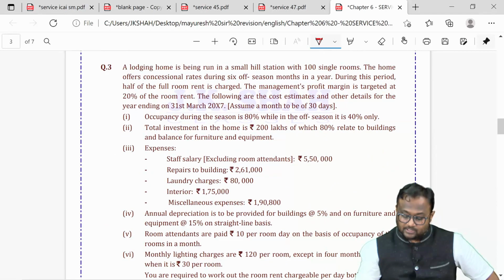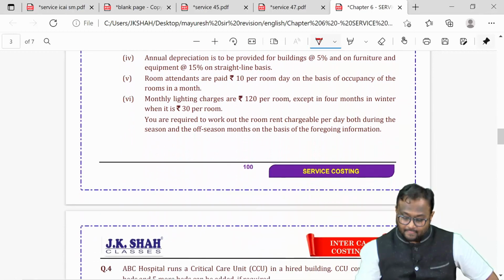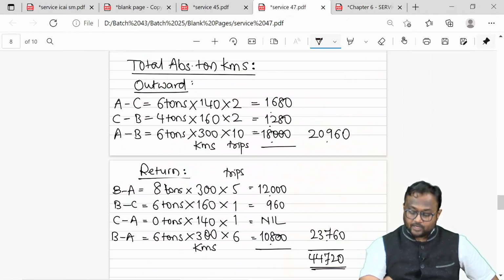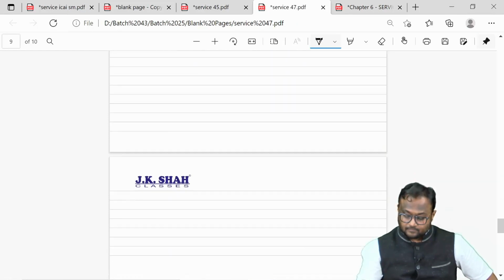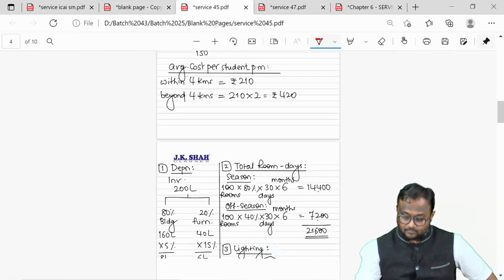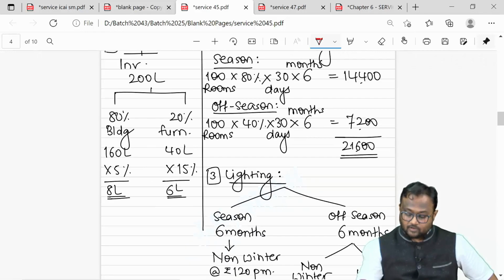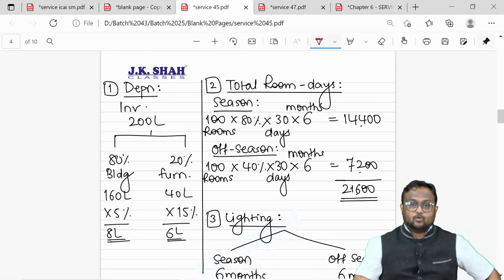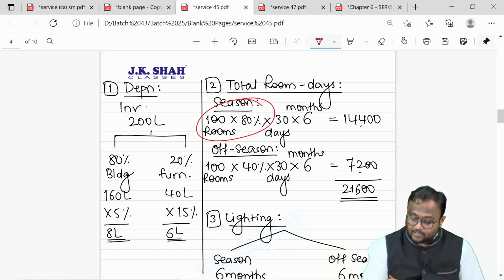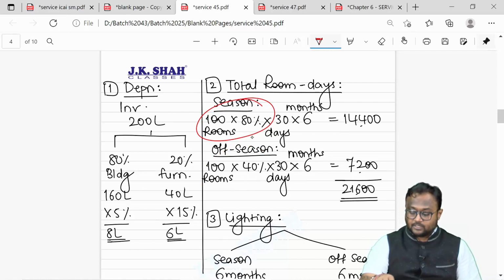Question number 3 was quite simple. It was about the hotel. Two important factors. One is how to calculate room rent. For room rent, this was a calculation required to be done. Room days in season, you were occupying 80% for 180 days. In off season, you were occupying 40%.